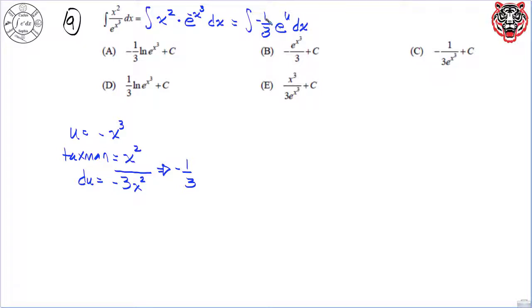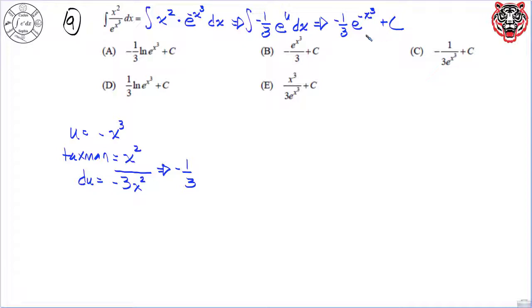Perfect. So this negative 1/3 can go to the outside, and you're really left with just the integral of e to the u. So this thing is now turning into negative 1/3 on the outside. And now I'm going to take the antiderivative of e to the power of u, and that is just e to the power of u. And instead of writing e to the power of u, I'm going to say e to the power of negative x cubed. And we need to always remember our plus c.